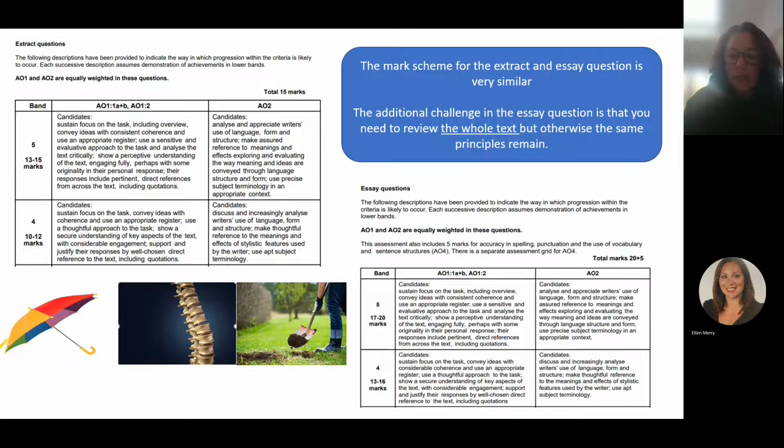And for AO2, it's looking at language, which is word choice, form and structure, and being able to dig down and explore how meaning is presented through those particular word choices. So the skills and the way you approach your writing for the Shakespeare question is very similar, but the additional challenge in the essay question is that you need to review the whole text. You won't just focus on the extract. Otherwise, the principles remain the same. And of course, you get an additional 5 marks for the essay question for your spelling, punctuation and grammar.